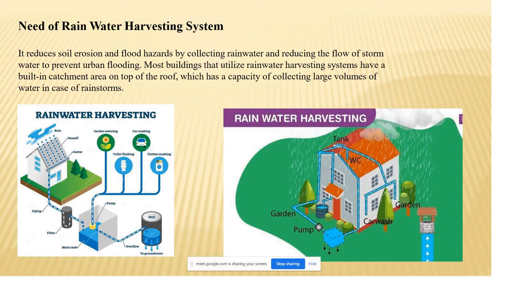Rainwater harvesting is one of the simplest and oldest methods of self-supply of water for households, having been used in India and other countries for many thousands of years. So, why do we need rainwater harvesting? It reduces soil erosion and flood hazards by collecting rainwater and reducing the flow of stormwater to prevent urban flooding. So, we can see from the figures how we collect rainwater and use it in two methods. The first is surface runoff harvesting and the other is groundwater recharge.